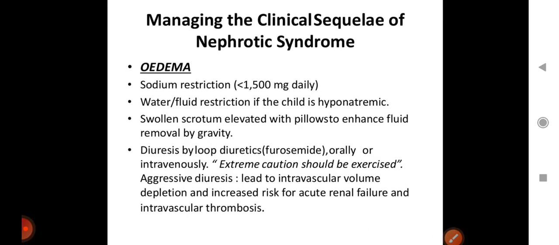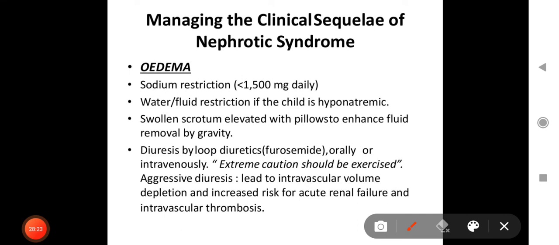Now, managing the clinical sequelae of nephrotic syndrome. First, how to manage edema. Sodium restriction to less than 1500 milligram daily, water and fluid restriction if the child is hyponatremic, and a swollen scrotum elevated with pillows to enhance fluid removal by gravity. You have to properly check the scrotum of the patients in nephrotic syndrome. There might be severe edema, so you have to manage it properly.